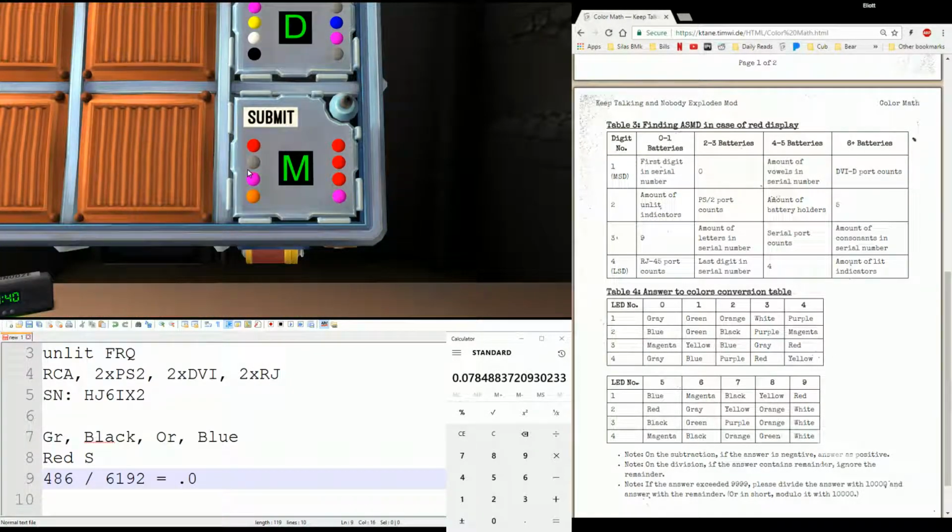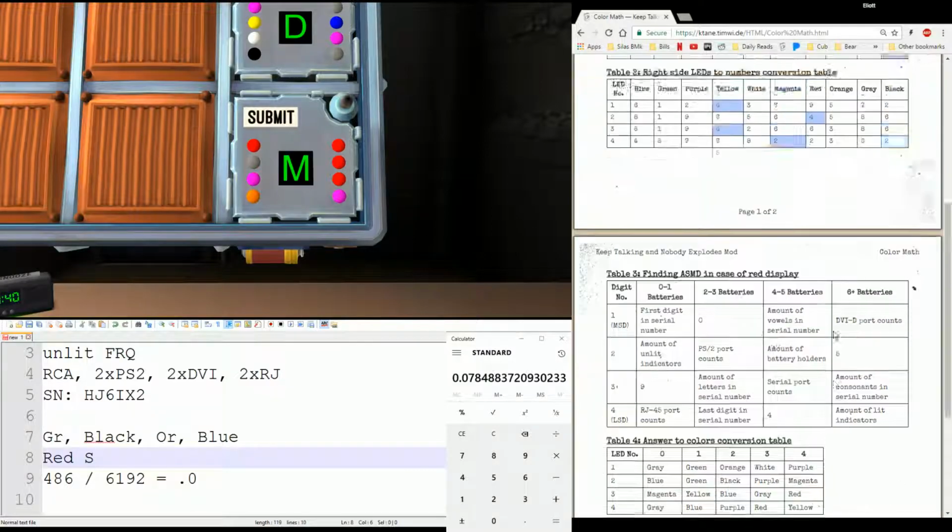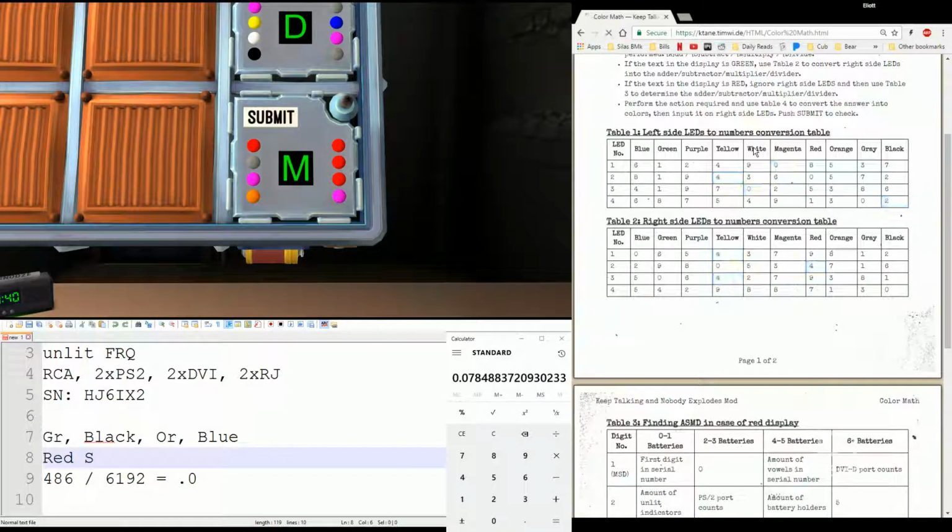And last one's a green multiplication. Let's just go ahead and polish this off. Red, gray, magenta, orange, times, or multiply, green multiply, red, red, red, magenta.